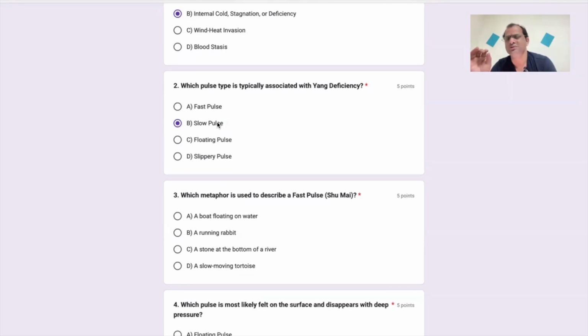So slow pulse means we are counting the pulse 1, 2, 3. It's like a tortoise, very, very slow. And we can count in all the positions, like on the lung position, then the middle spleen position, then the kidney position. With every position we'll count, and after that we'll tell, okay, this organ is having yang deficiency.